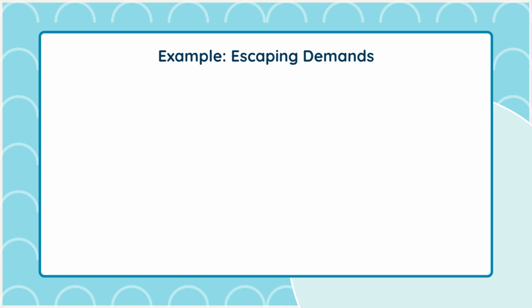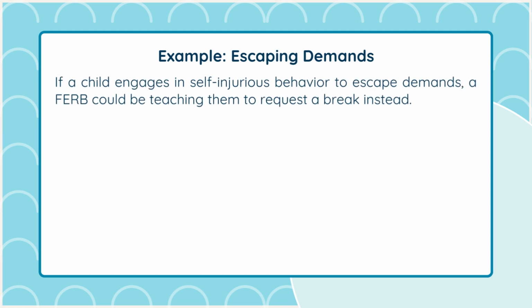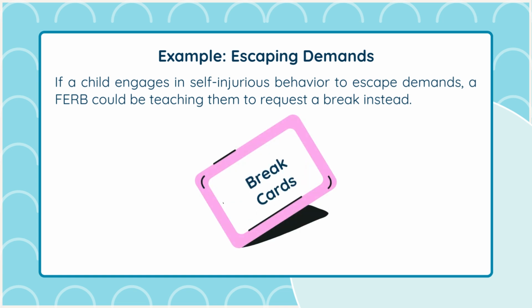Escaping demands. If a child engages in self-injurious behavior to escape demands, a FERB could be teaching them to request a break instead. For example, they could learn to use a break card when they feel overwhelmed. This allows them to escape the demand without resorting to SIB.